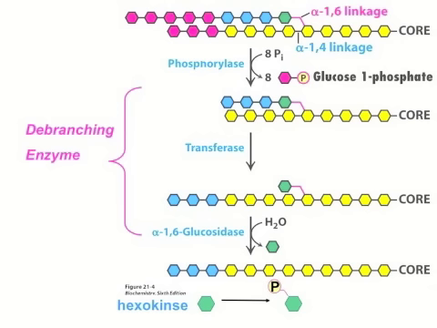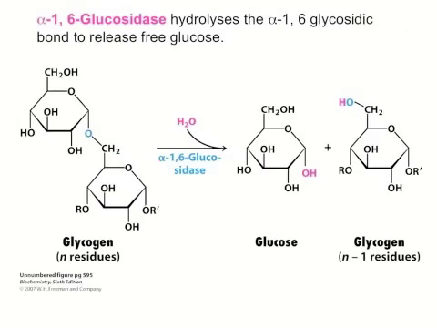And again, this slide points out the fact that the transferase and the alpha-1,6 glucosidase functions are both functions of the single enzyme, the debranching enzyme. Here again to recap, alpha-1,6 glucosidase hydrolyzes the alpha-1,6 glycosidic bond at the branch point and releases free glucose. And the product of this reaction is free glucose and glycogen that is shorter by 1 residue.